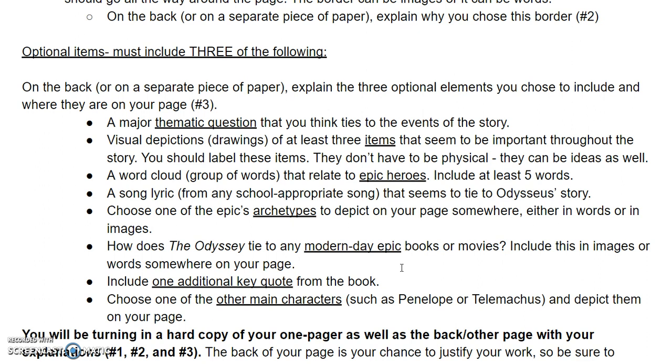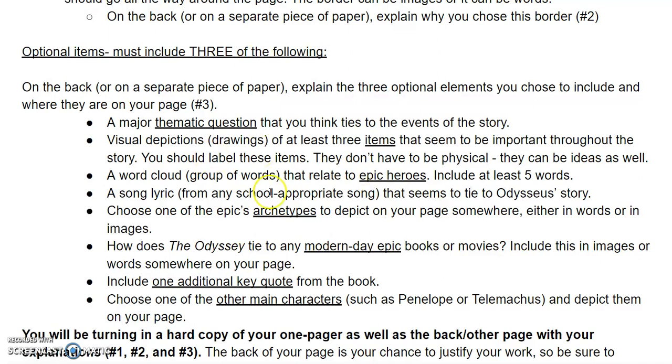One optional item is you can include another key quote. So instead of just having one key quote, you have 2. So if you're trying to decide between a couple, oh man, you're lucky. You can use both, and it counts as one of your optional items. Or you can choose one of the other main characters, like Penelope or Telemachus, or any of the other main people we've talked about, and include them on your page somewhere.